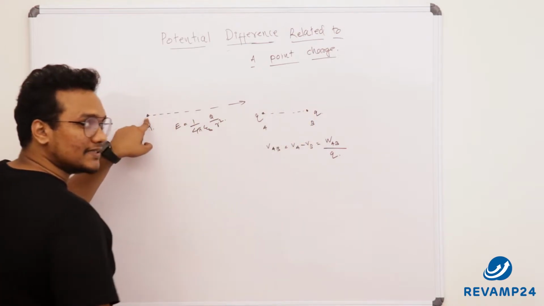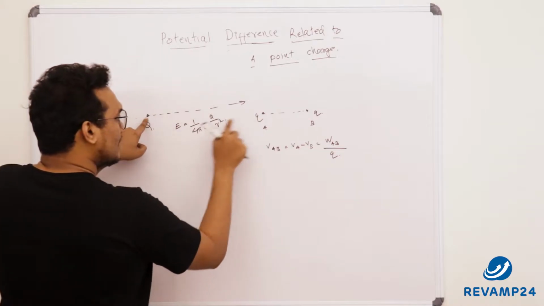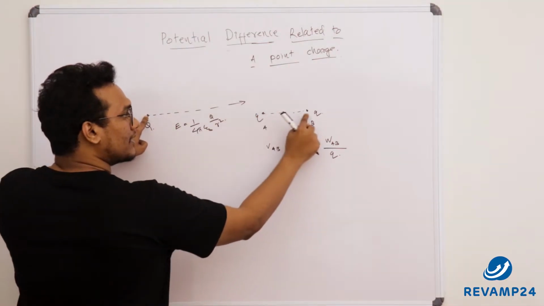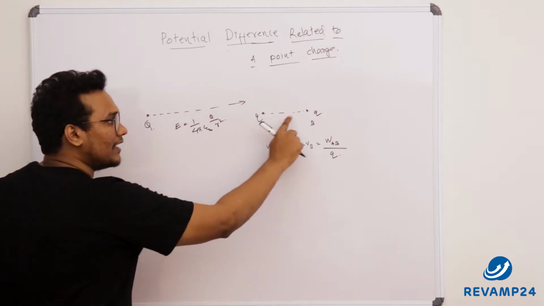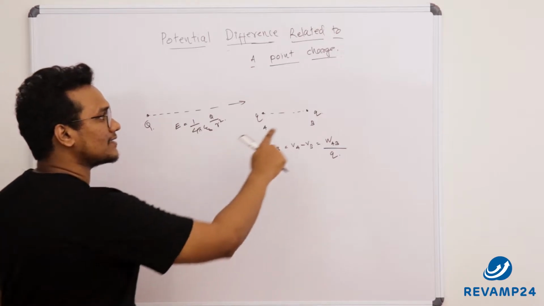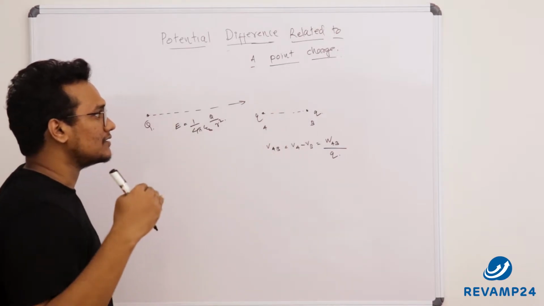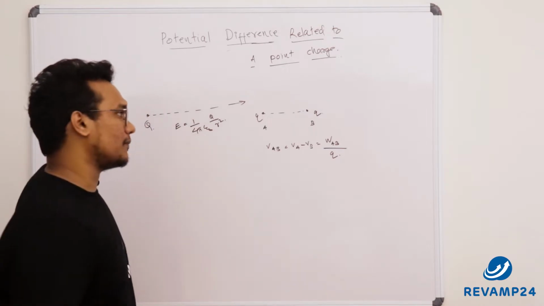Now here at this position we know that it is at RA distance, and here it is at RB distance. So it is very clear that as the distance is small here, the electric field is stronger, and here it is weaker. So it is at a higher electric field here and at a lower electric field there.